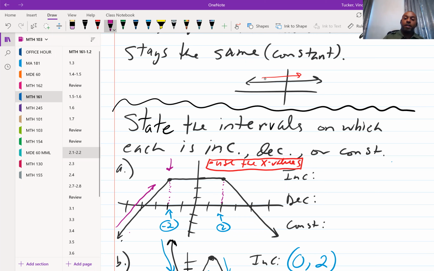So from negative infinity to -2, it's increasing because it's going up. Then from here to here, which is the next change in direction, is constant, it stays the same. So from -2 to 2, oh, I put it in the wrong spot. From -2 to 2 is constant.